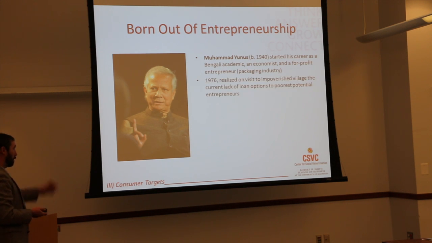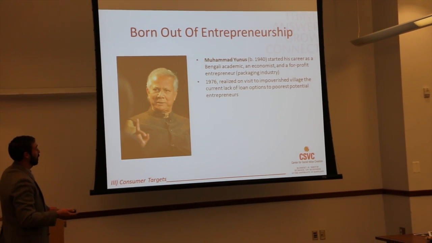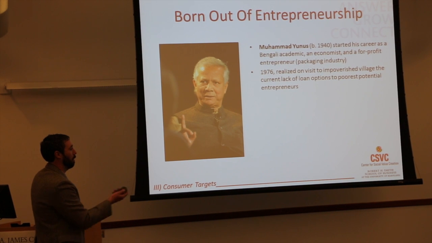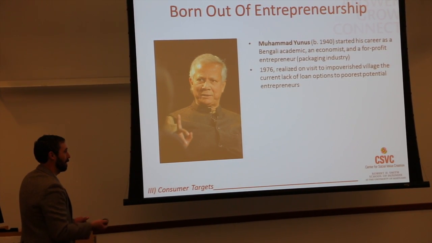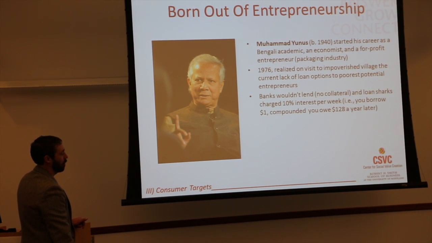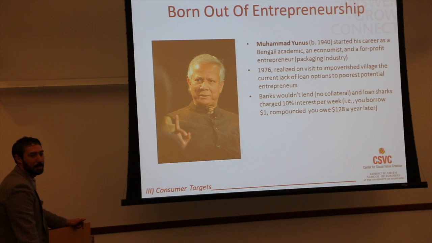And then it was in 1976, so well into his mid-30s, he realized on a visit to a village that there was this lack of loan options to the poorest potential entrepreneurs, but at the same time recognized the innovation and the ideas that people had in these villages, and there were just no options. If you didn't have collateral, banks wouldn't lend to you, and loan sharks did exist in the village if you could somehow secure a relationship with one, but they would charge you 10% interest per week. So if you borrow $1, you owe $128 in a year.